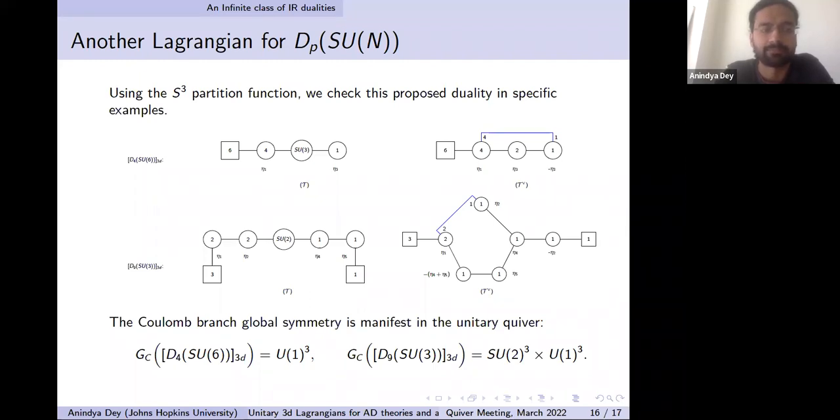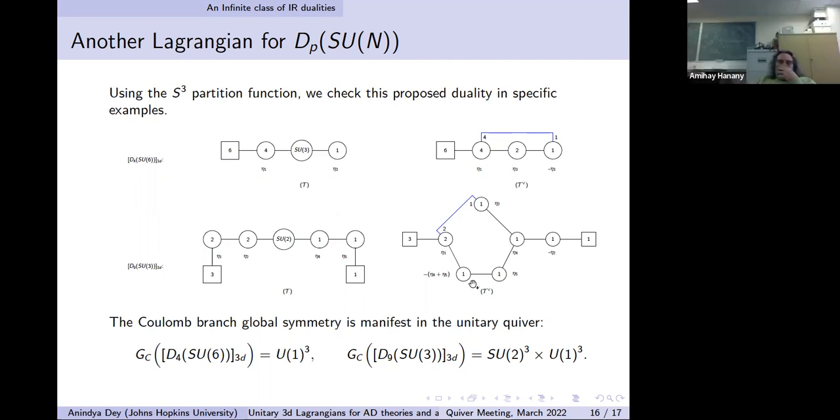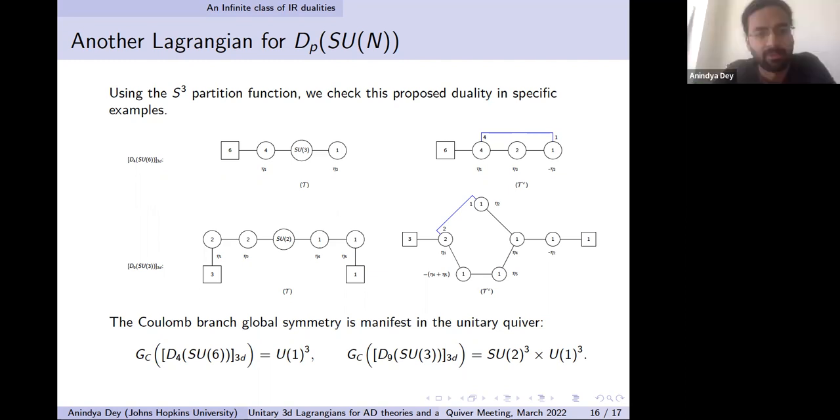Yep. Yeah. All right. But in those kind of quivers, this problem of having to read off the true global symmetry, the Coulomb branch global symmetry, will persist. I mean, you cannot read it off from the quiver off the bat. You'll actually have to compute the Hilbert series and then observe from that computation. The advantage of this unitary quiver is that you just read it off from the quiver. Yeah, sure. All right. Other questions?